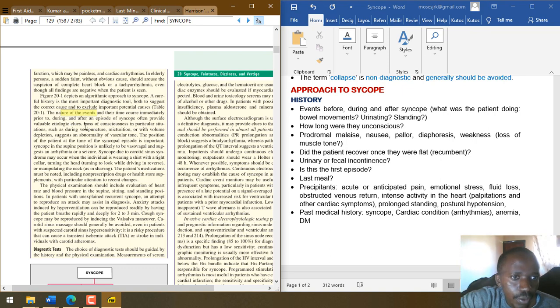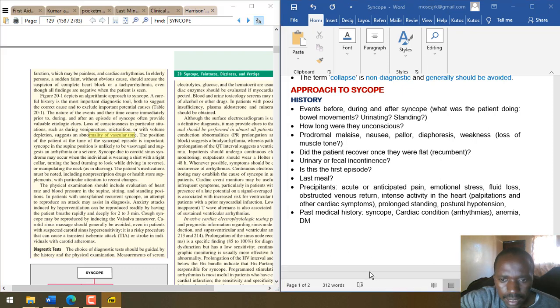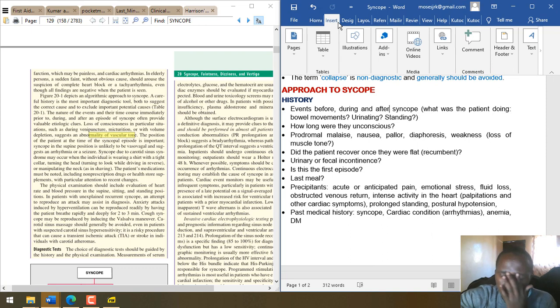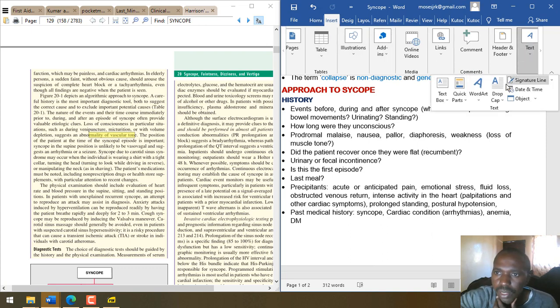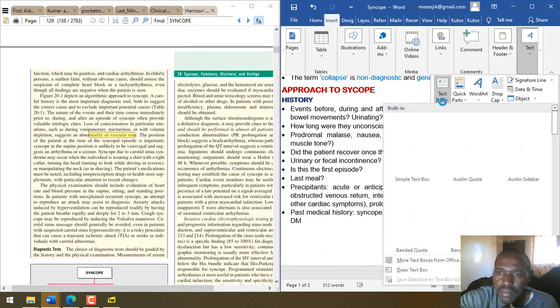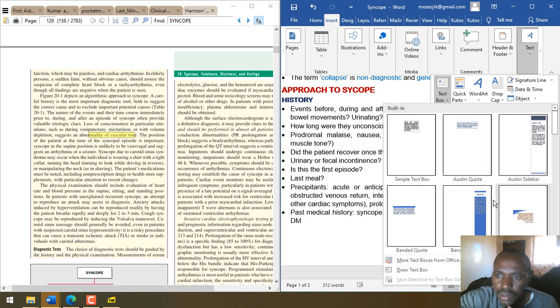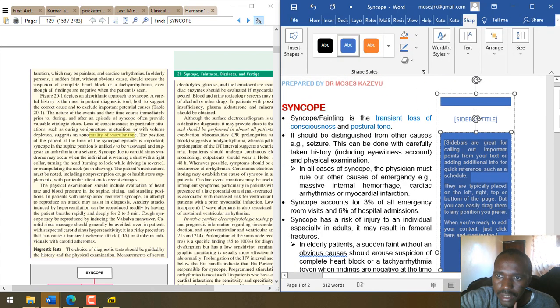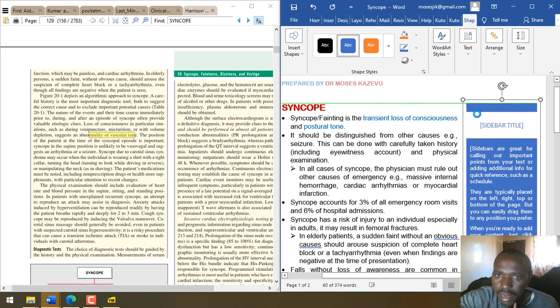Okay, we've read this. Loss of consciousness in a particular situation usually suggests an abnormality of vascular tone. Okay, so we can actually add this as a small box. You can choose these text boxes, either the simple ones or these ones. I think these ones look sophisticated, where you can actually add a sidebar here. Okay, I love these sidebars.